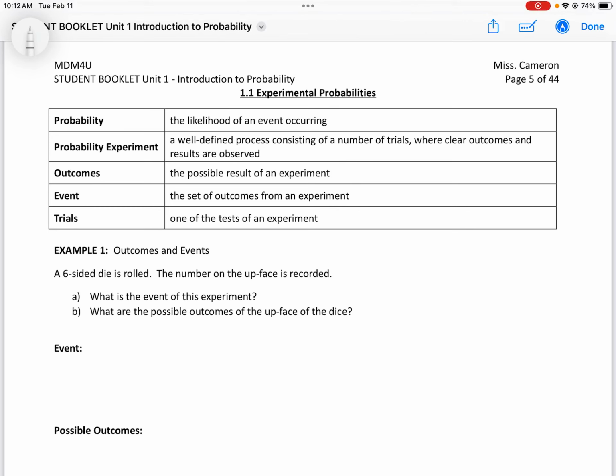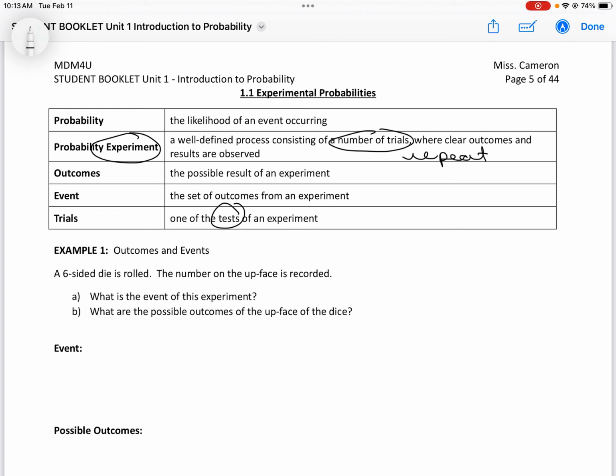1.1 Experimental probabilities. A probability is the likelihood of an event occurring. Probability experiment, focus on the word experiment. It's a well-defined process consisting of a number of trials. The trials are just the number of times you repeat the experiment, where clear outcomes and results are observed. Outcomes are the possible results of an experiment, where one event is the set of outcomes from an experiment, and a trial is one of the tests.